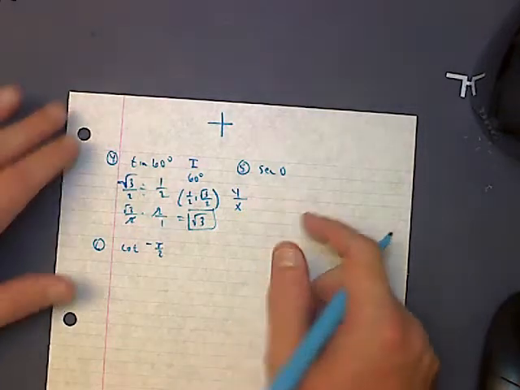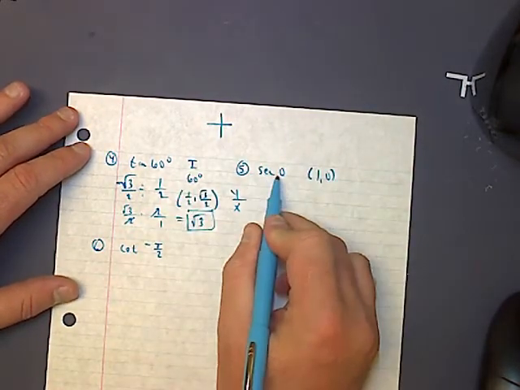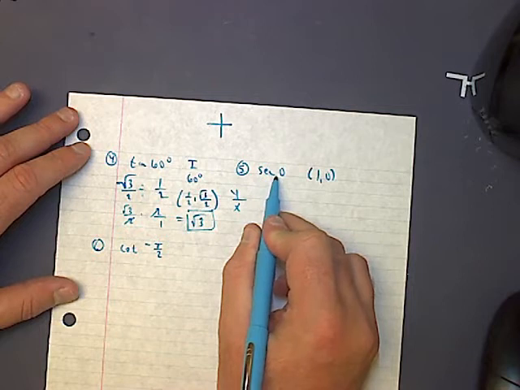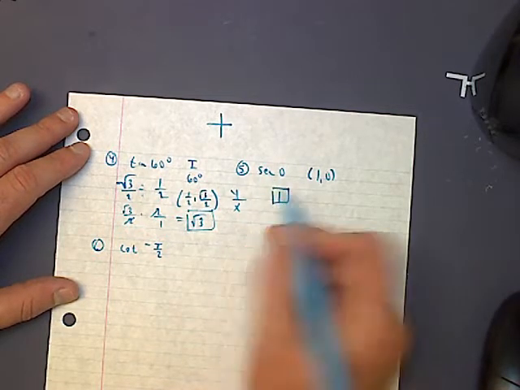Secant of 0, that's a major point. That is at 1, 0. You want the secant, that's the reciprocal of cosine. Well, if you flip 1, it is still 1, so your answer is 1.